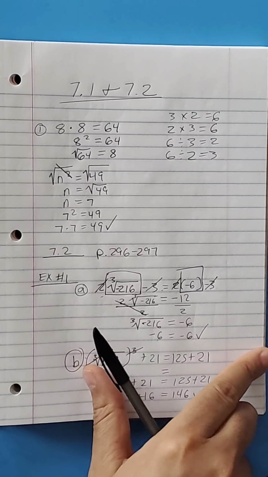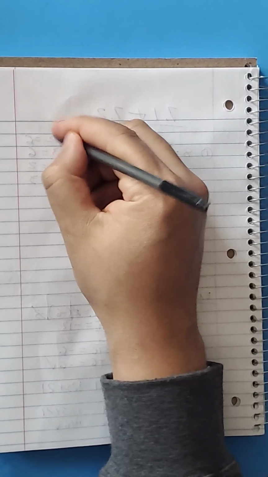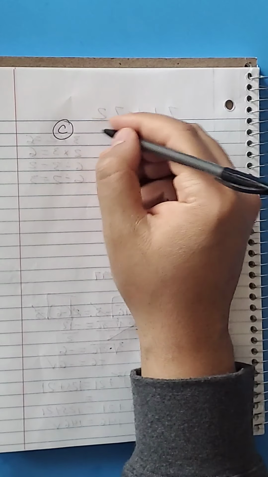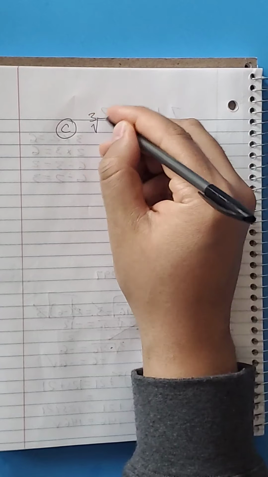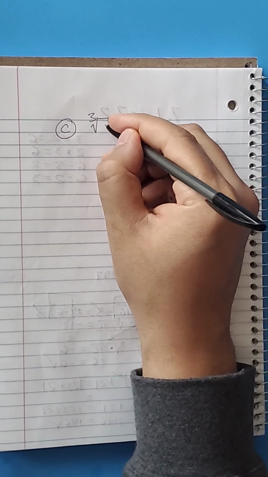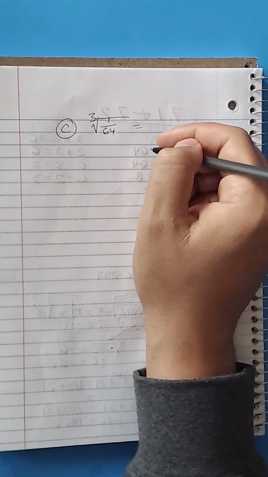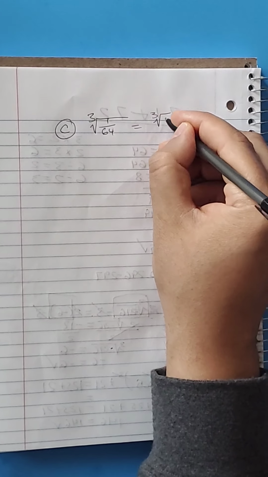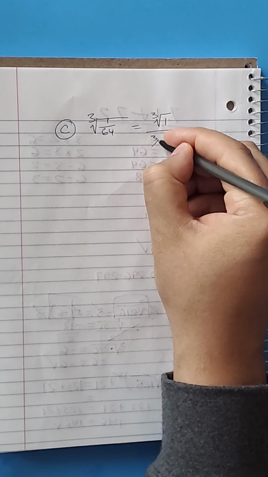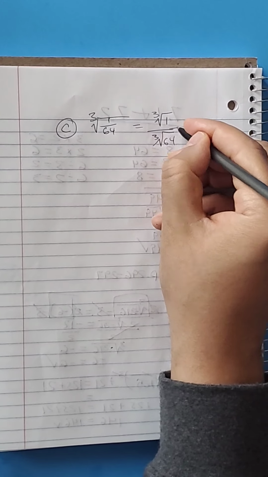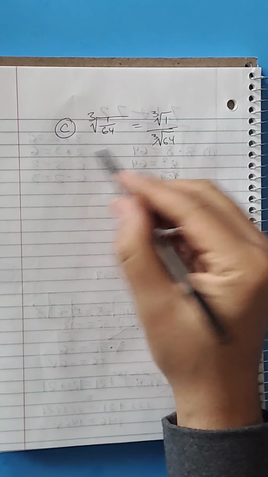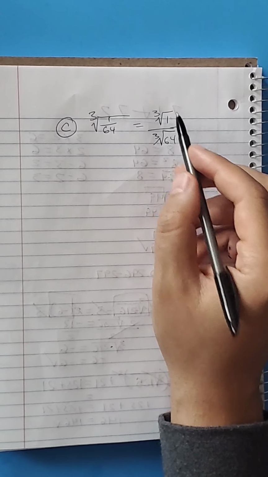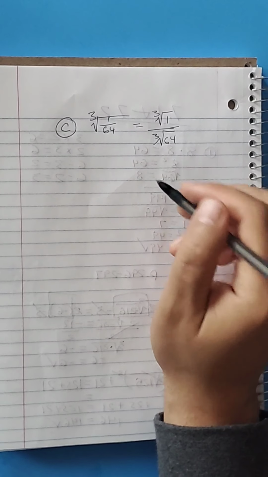I want to go over a couple of other examples. Like, for instance, when you have a fraction, it works the same way as a square root, except you're taking these individually. So now you're going to take the cube root of 1 over the cube root of 64. Basically, what this is saying is what number times itself 3 times equals 1, and what number times itself 3 times equals 64.